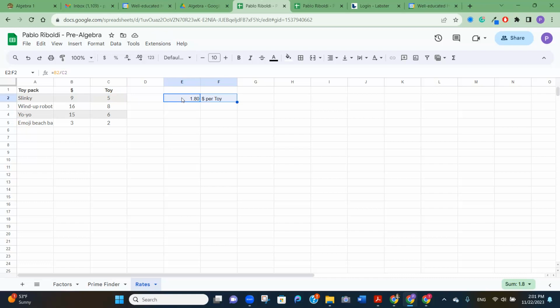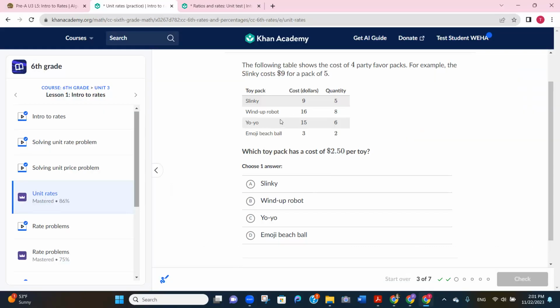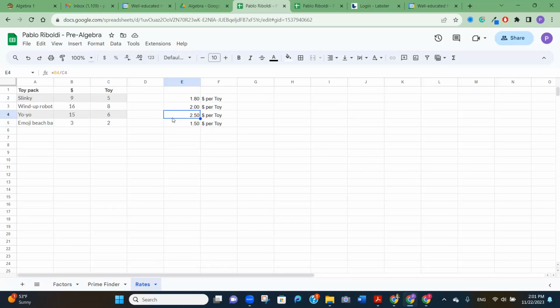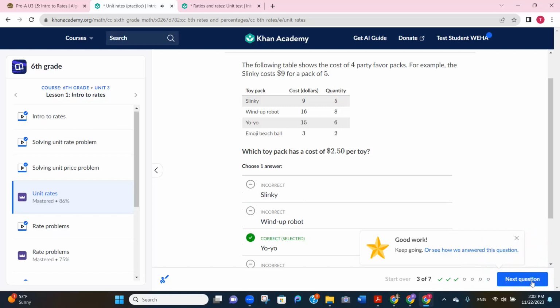And now I'm going to copy these two cells, Control C, and then Control V over here. And so here I have now my table, my rate calculator, that is going to give me the unit cost per toy. So if I go now to this side, it's asking which toy pack has a cost of 250 per toy. So I look, 250 per toy, yo-yo. There we go. And we check that.